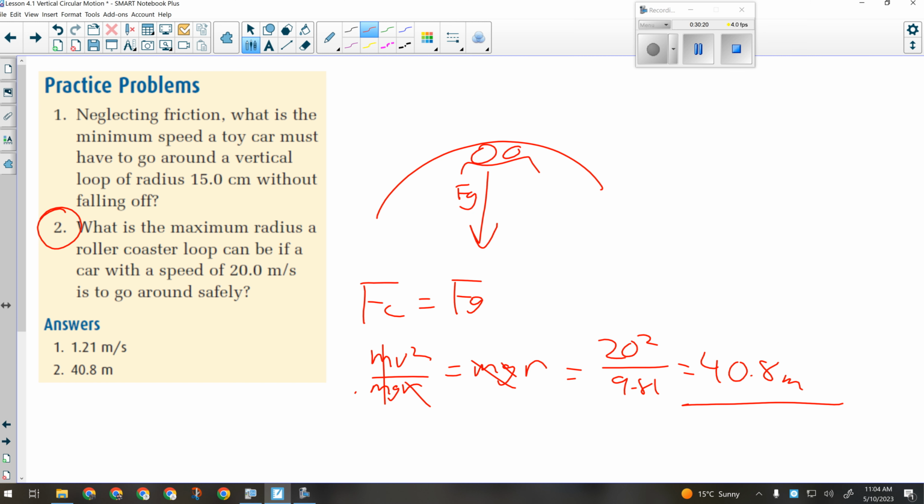Okay, everybody all right with that? Is that a big circle? It's really big. Okay, I've never seen a roller coaster with a 40-meter radius on a loop. That is a big, big loop. Okay, questions on number 2?